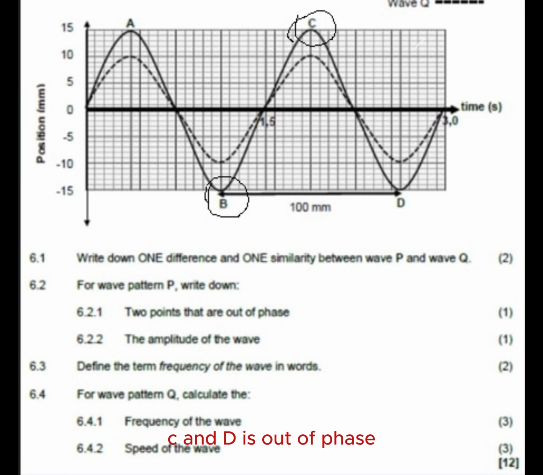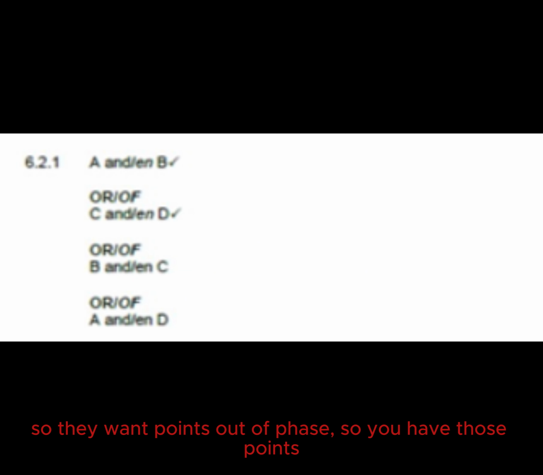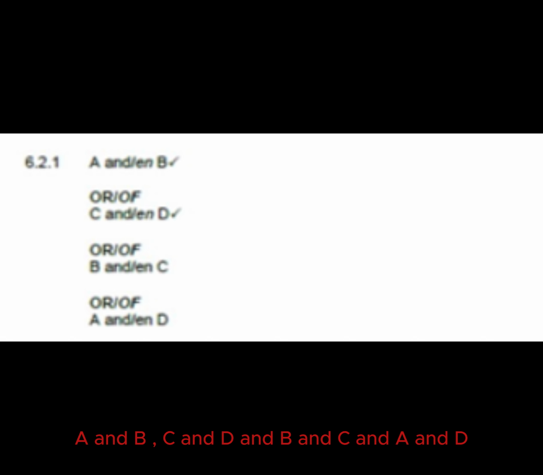Let's look at B and C. It's also out of phase. Let's look at A and D. If you look at these points, they're not doing the same thing. They're not at equal distance. That's why they're saying points out of phase. So we've got points A and B, C and D, B and C, and A and D.